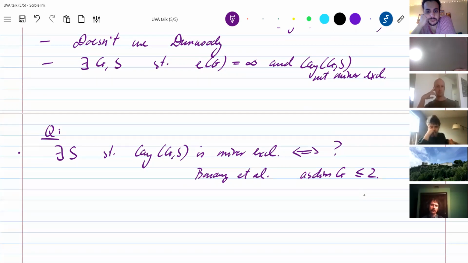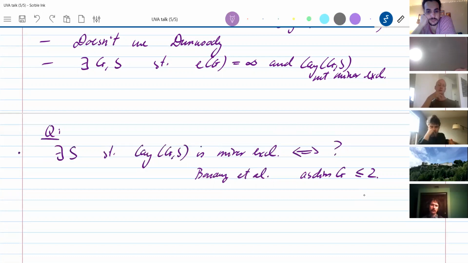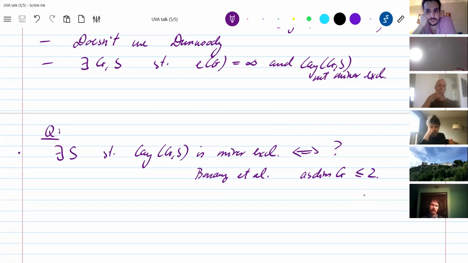So that excludes, obviously, many, many groups. There's also restrictions that you can think of on subgroups of such groups. So you can't have anything that isn't minor excluded as a subgroup. You can't even have something like Z squared crossed with some finite group. This would already preclude the existence of such a generating set.